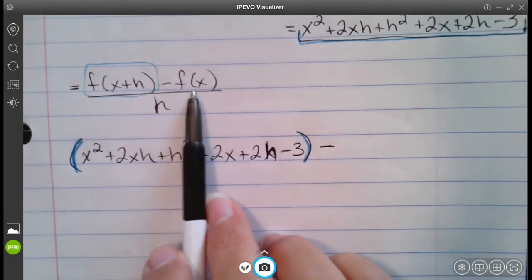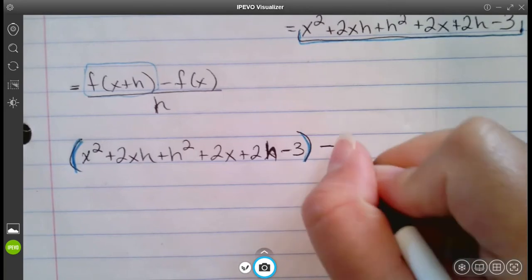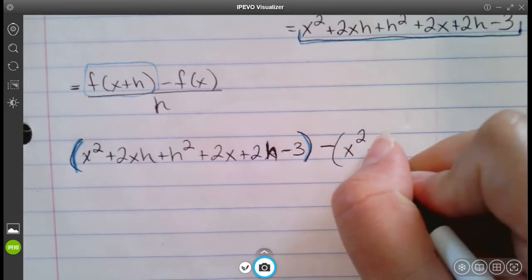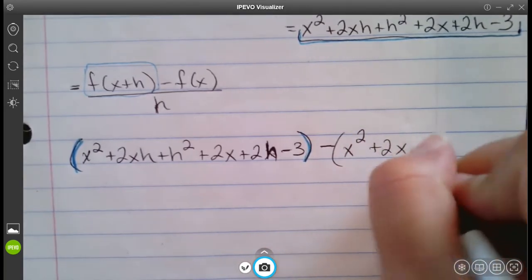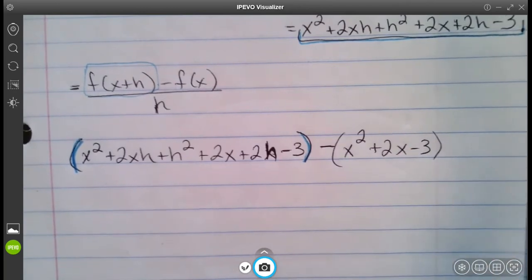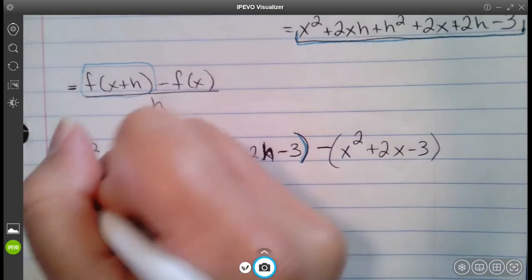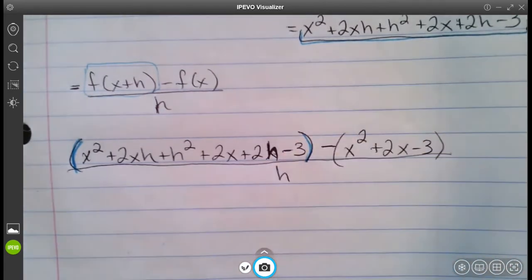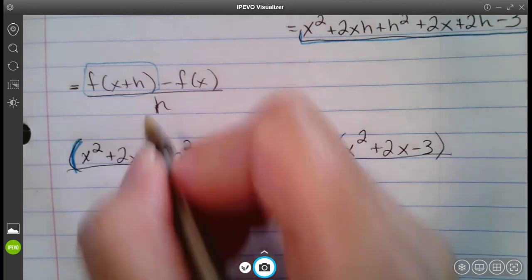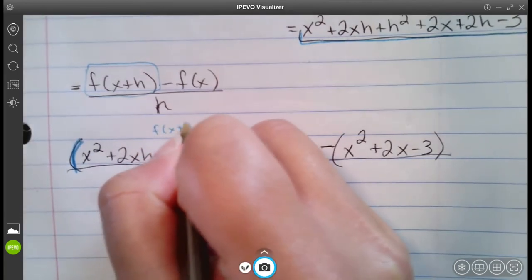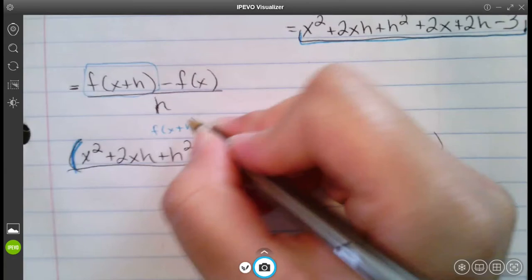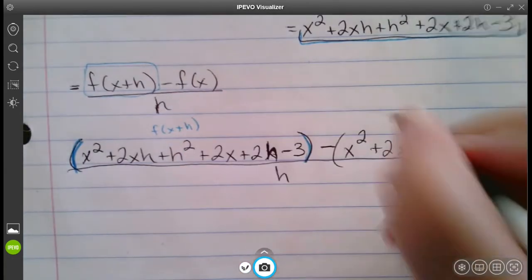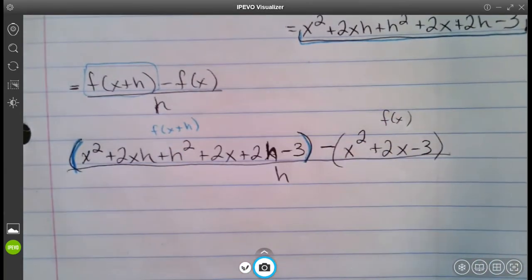Remember that f of x is the original function, so minus parentheses x squared plus 2x minus 3, okay, divided by h. Okay, so just to kind of reinforce, this part right here is the f of x plus h, okay? And this part right here is the f of x. That's all. I'm just substituting right now, okay?